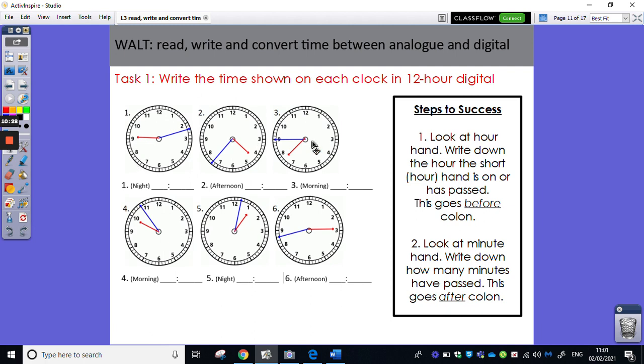So you've got task 1 on your sheet. Now remember, if you can't print it, obviously just write the number down and task 1 and then what your time is. Don't forget your AM and PM on the end as well. It tells you in the brackets what time of day it is so that you're really clear. Okay, so pause the video, go away and have a go at this task, and then come back when you're ready to go on to the next part of the lesson. Off you go.